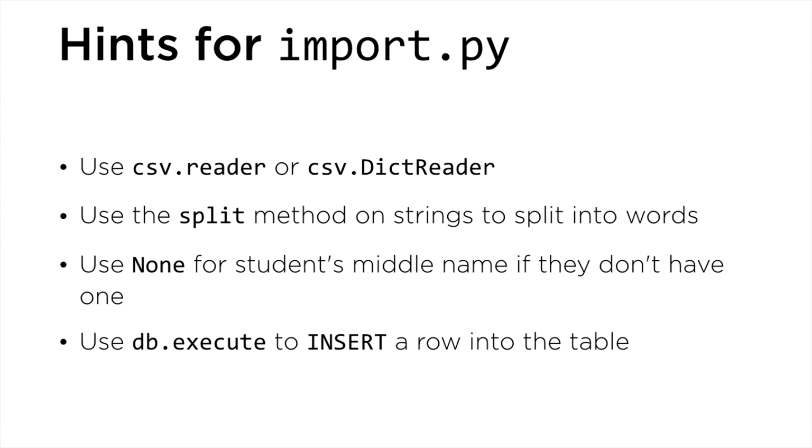And if the student presented in the CSV file does not have a middle name, then you'll want to use the None value in Python, representing the absence of a value, and which will be represented as null inside of your SQL table, in order to insert that value into the database instead. You can use db.execute in order to insert a new row into the table, and as a result, once you've done all of that and run your import.py script, you should be able to look at your database and see that all of the students have been inserted into the students table.